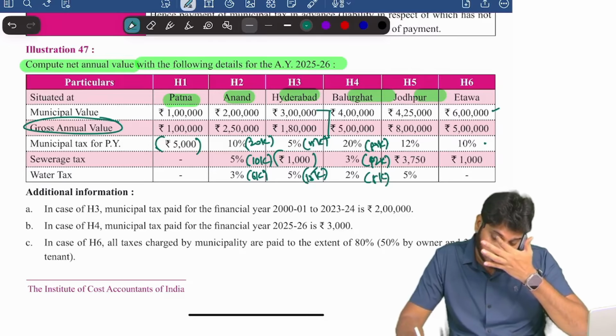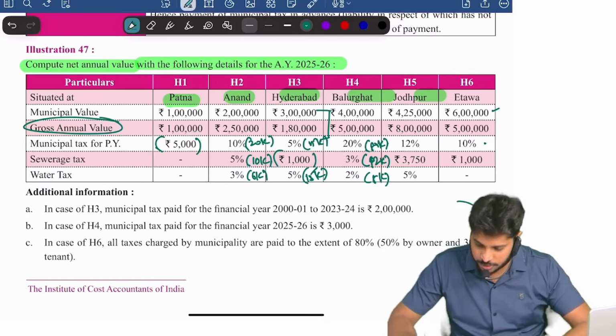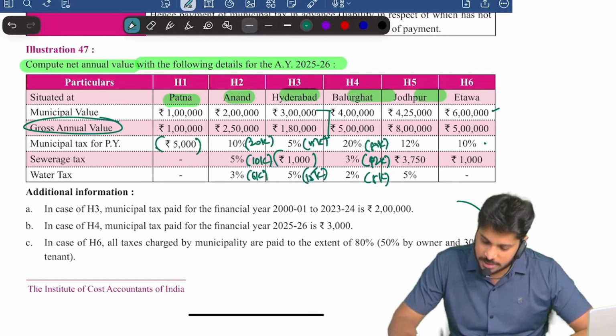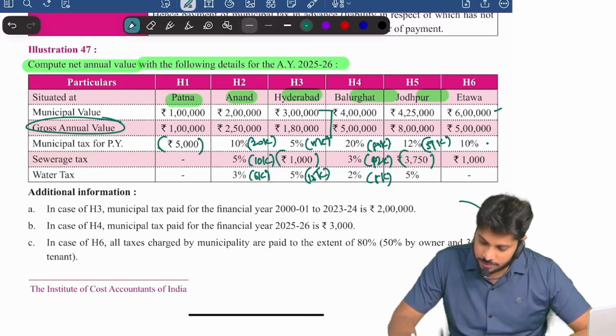Okay. House number 5. Below actually they gave some information. We'll see that also and then rectify these values. Next, 12% means what? 4 lakh 25 into 12%, 51,000. Next, as usual 5% means 4 lakh 25 into 5%, 21,250. Okay, fine. Now wait.